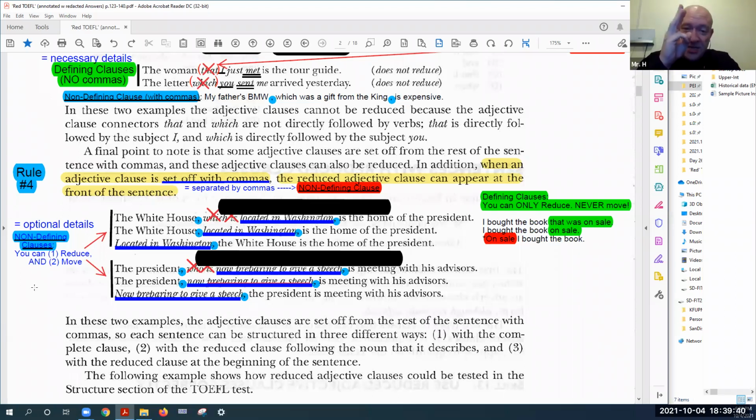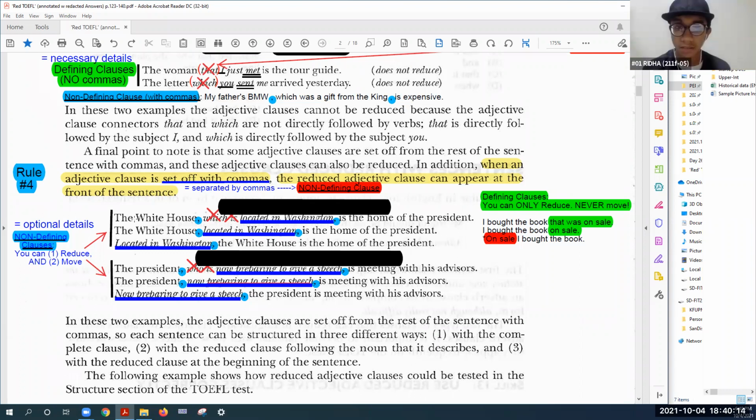All right. Now we've got 3 examples. Start with the first one, Ibrahim. The White House, which is located in Washington, is the home of the president. Now, think about that. The White House. Does everybody know the White House? In the USA, the White House. It's famous around the world, right?